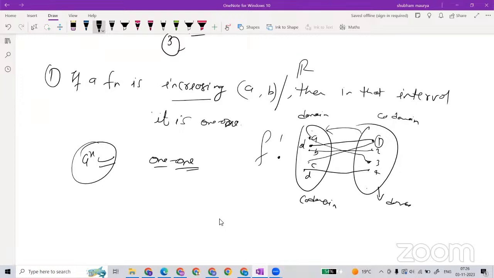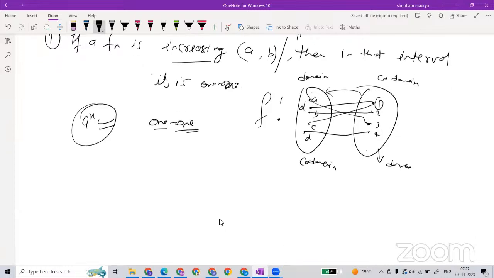Then the exponential is actually increasing, and if it is increasing, then directly we can say it is 1-1. You can also easily prove this. If it is 1-1, then it is not necessarily increasing, but if it is increasing, then it is 1-1. The reverse part is not true, but this part is true.